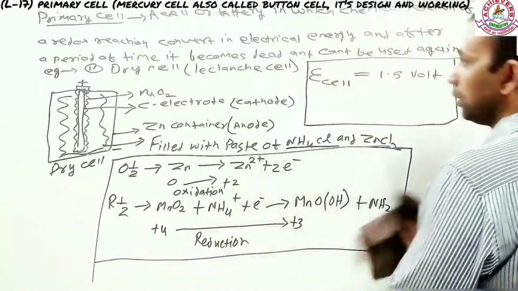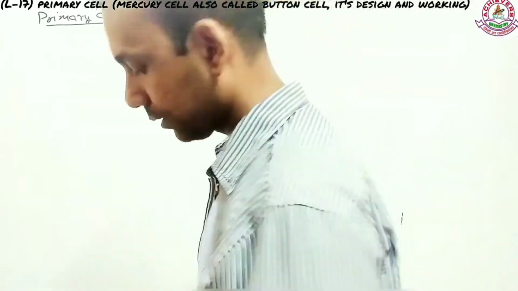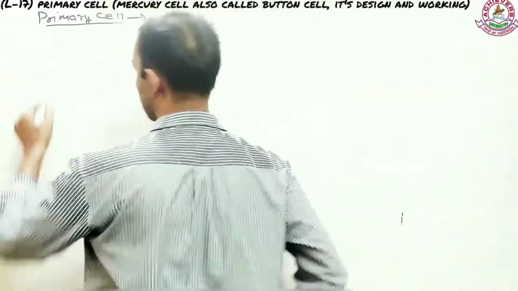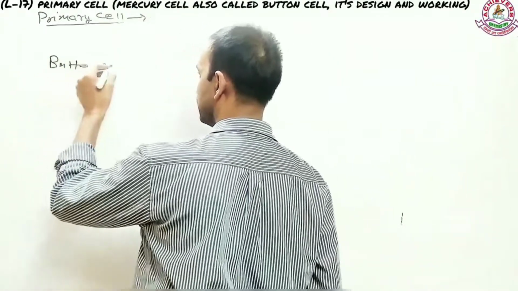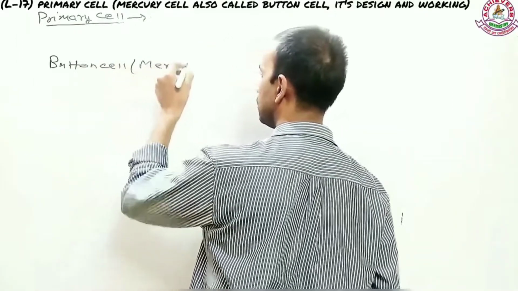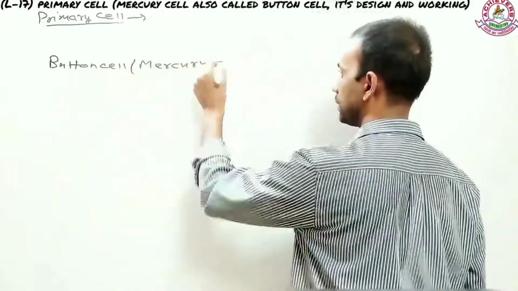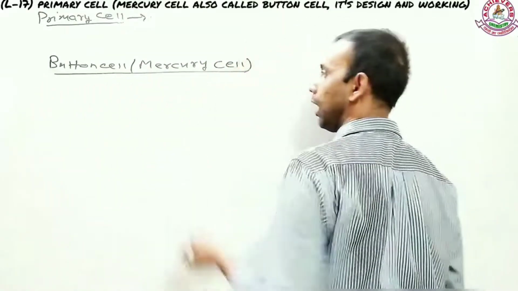So let's do the other primary cell example. The next example we have here is the button cell, also called the mercury cell. Now the question is, what is it made up of?